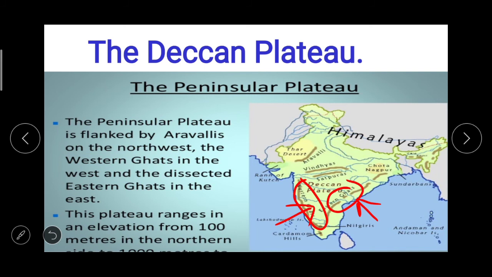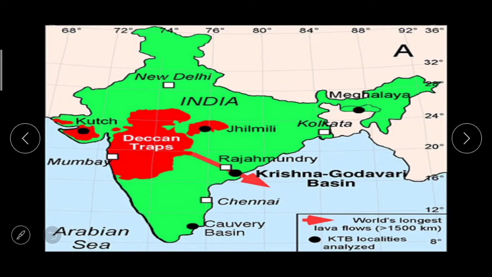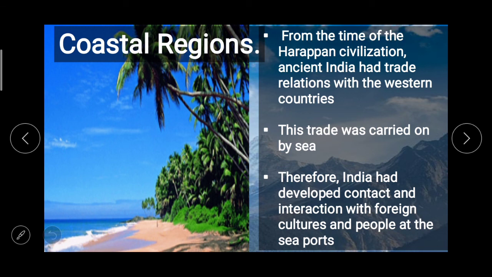So, Deccan Plateau has fertile land where many post-Harappan agrarian cultures flourished. Deccan Plateau was a part of the Maurya Empire, if we talk about the history of this particular region, the largest in ancient India. But after the decline of the Maurya Empire, several other kingdoms and smaller empires continued to flourish in this region. Then the next one, coastal regions.